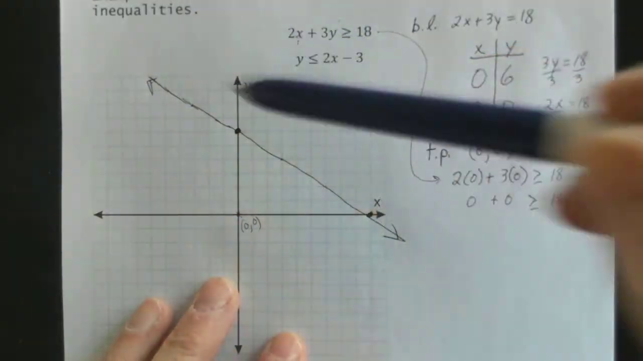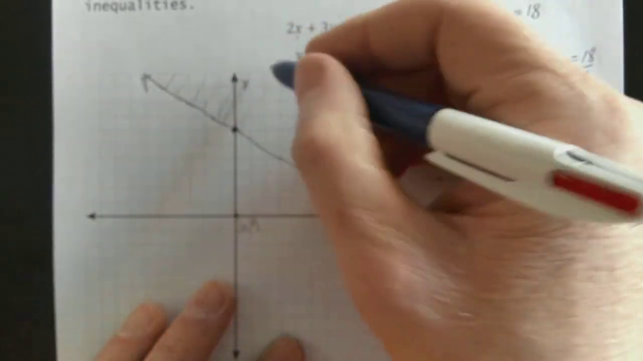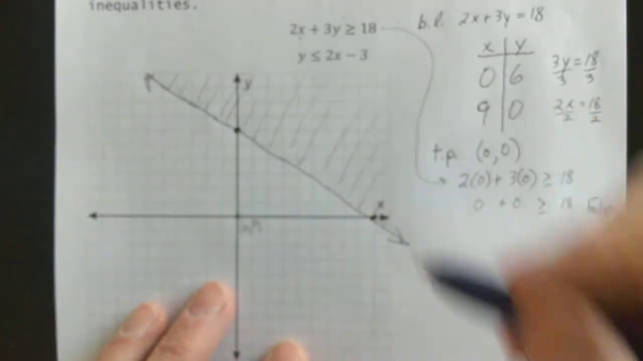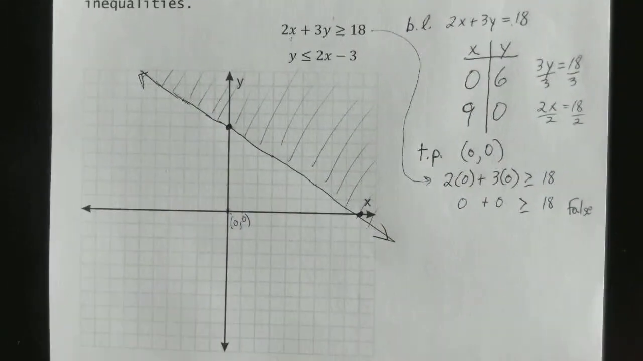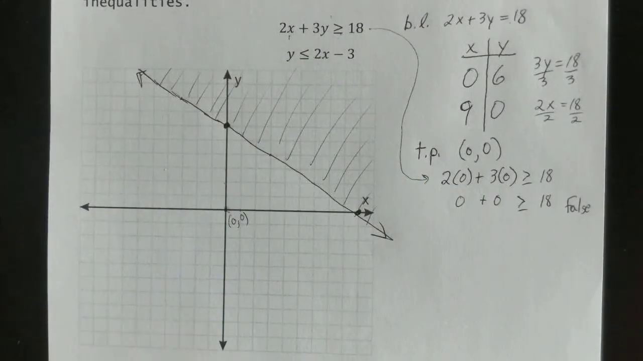You with me there? All right, so I'm lightly shading this side of the boundary line. Any questions yet? We good? All right, we repeat this process for the second one.